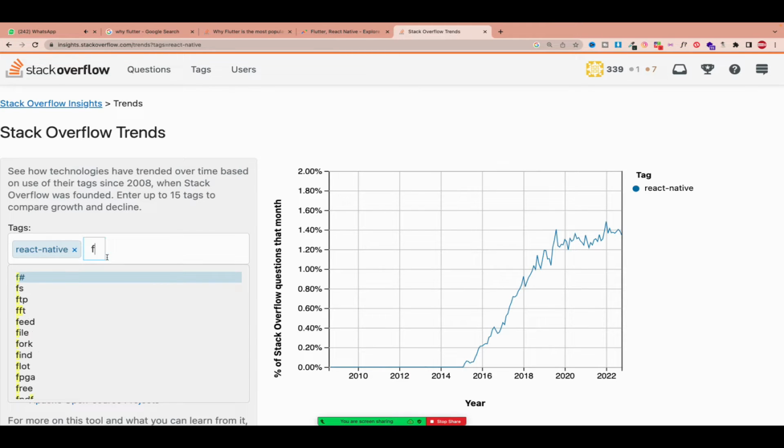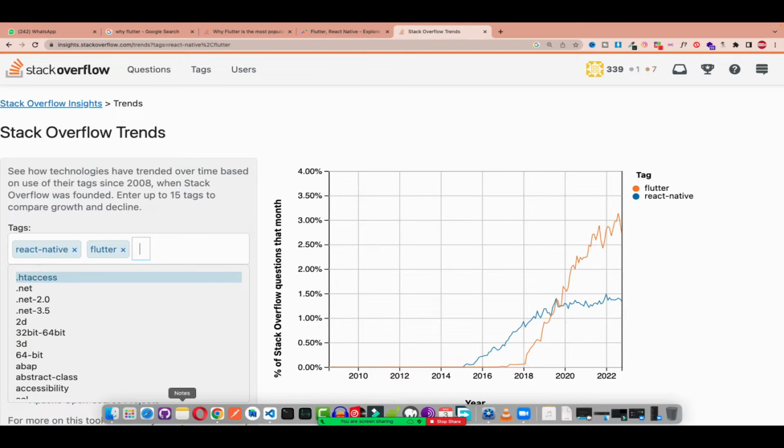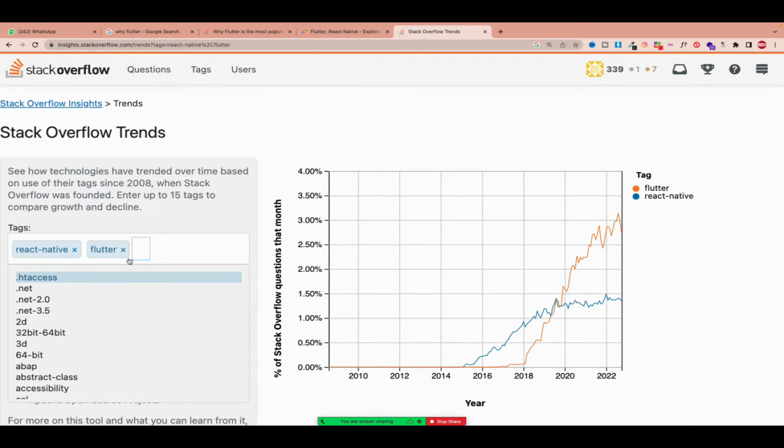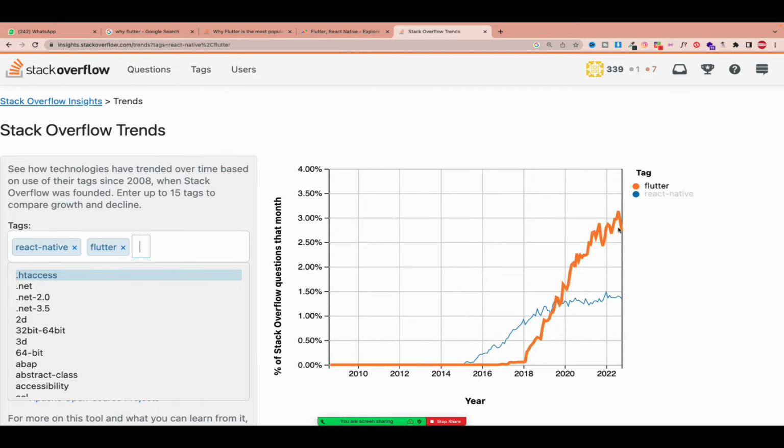And let us compare it with what? With Flutter. Flutter, like this. So you see, Flutter is that maroon one, okay. So you can see Flutter has crazily surpassed React Native.